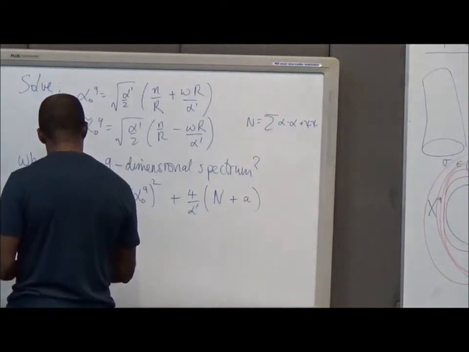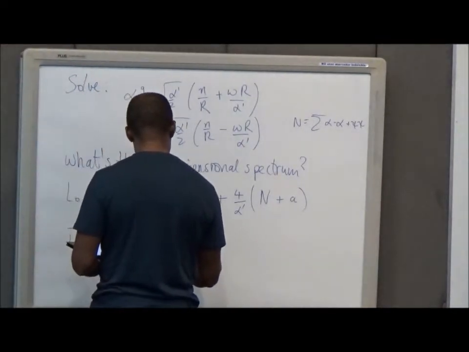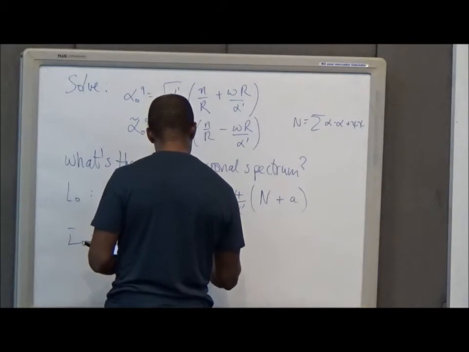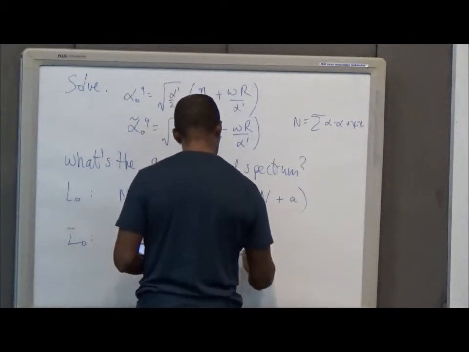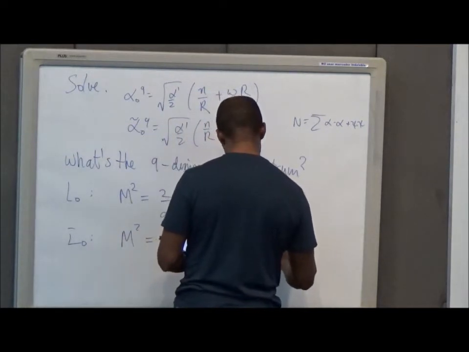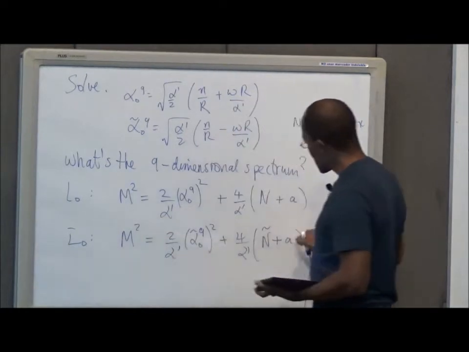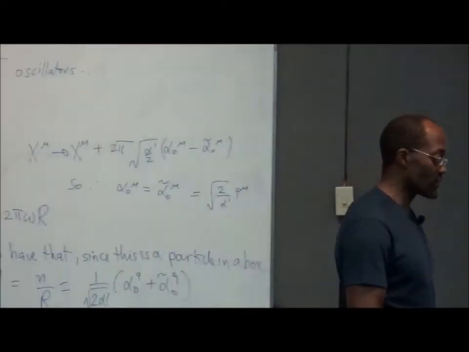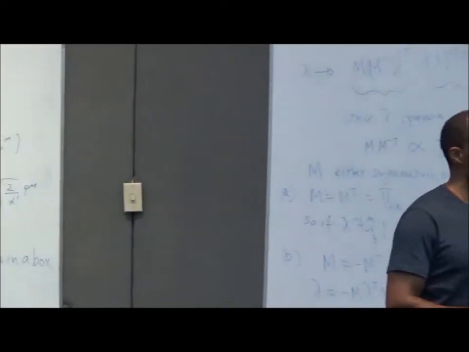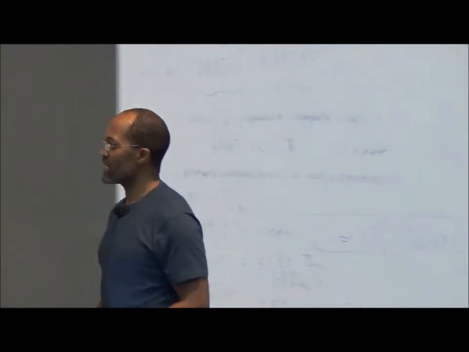And then L0 bar gives me m squared equals 2 over alpha prime alpha 0 tilde 9 squared plus 4 over alpha prime N tilde plus a. Right, and the a keeps track of whether I'm in the Ramond sector or the Schwarz sector as before. So now we're seeing all the technology we developed in the previous lecture. We're now using it in a real example.